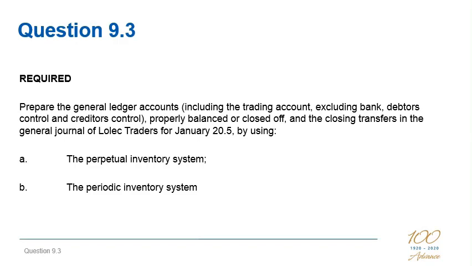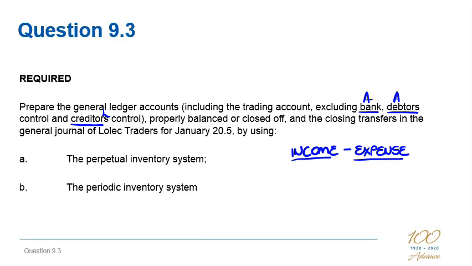inventory system. So the reason why they are excluding bank and debtors and creditors control is because if you think back to the closing process, we're trying to calculate the profit or loss. And profit or loss is calculated by taking all the income items less all the expense items. So they don't want to see the assets and liabilities, bank an asset, debtors control an asset, creditors control a liability. They only want to see the influence on the income and expense items.